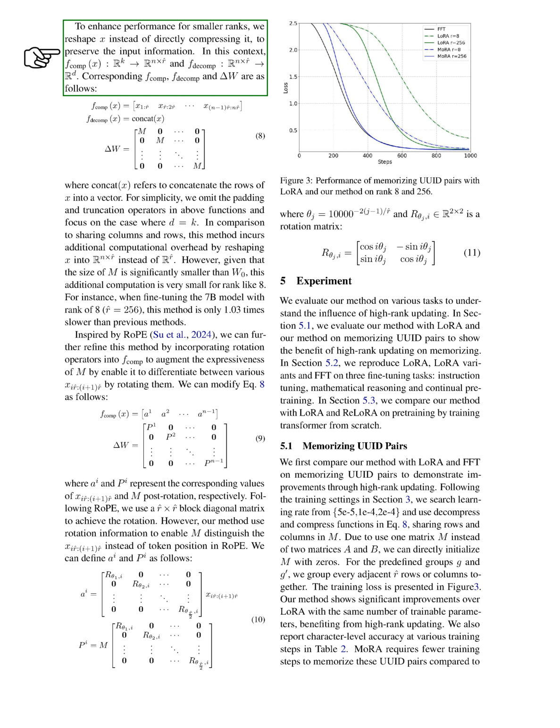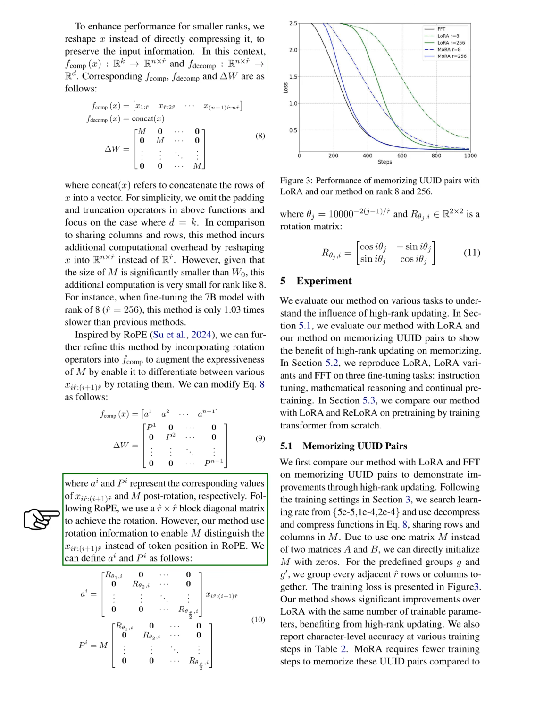However, for smaller ranks like r equals 8, reshaping X instead of direct compression can help preserve input information. This reshaping incurs additional computational overhead but is beneficial for smaller ranks like 8. Inspired by RoPE, we further refine our method by incorporating rotation operators into f_comp to enhance the expressiveness of M in distinguishing different segments of X. This modification enables M to differentiate between various parts of X by rotating them.